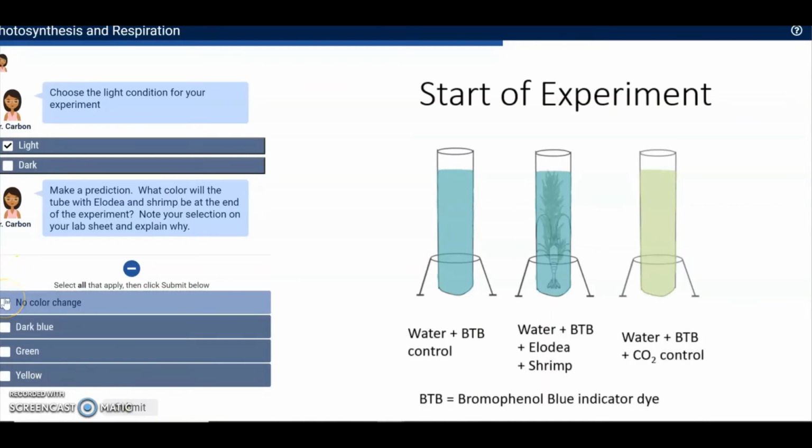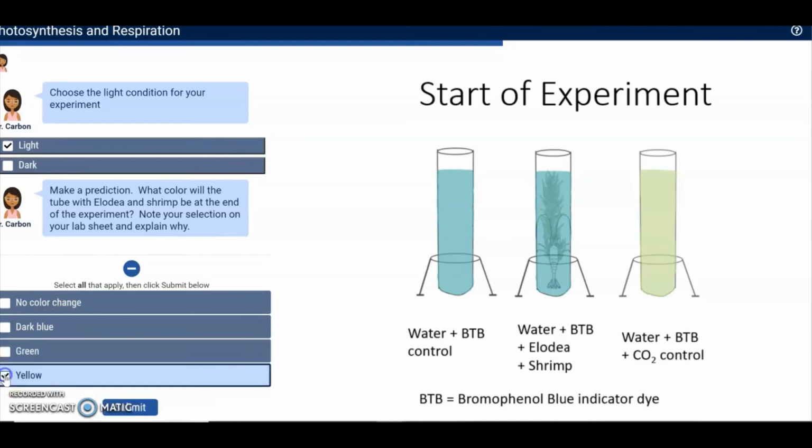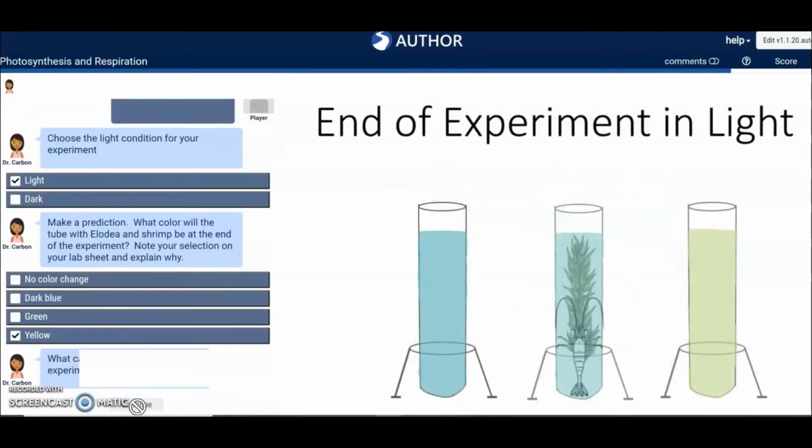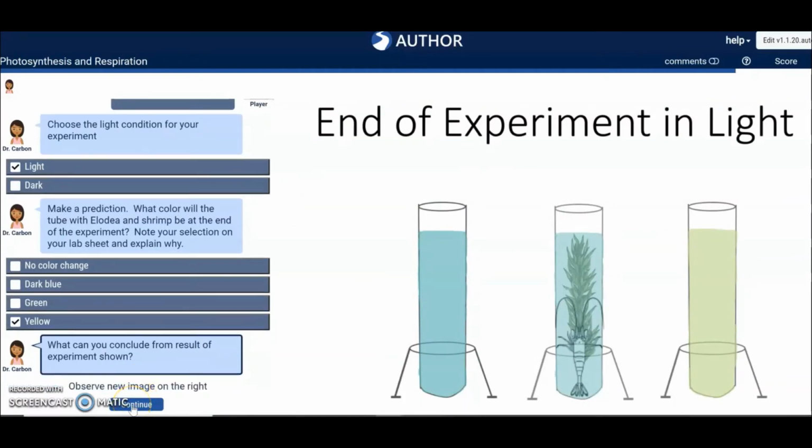So they might predict that with ghost shrimp and elodea in there, well, maybe there'll be more carbon dioxide. Maybe it's going to turn really green, or even more, it'll turn yellow. Once they've made their selection, they can proceed to see the results of the experiment. And then they can draw conclusions from what the experimental results show.